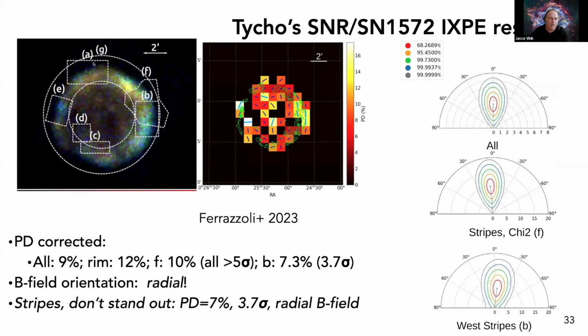So these are the regions that we investigated. We took the whole rim using this technique of using the spherical symmetry. We looked at the bright spot that we found in the smoothing map, and we looked at the Tycho stripes. The Tycho stripes are only a 3.7 sigma detection and a polarization degree of only 7.3%. For the whole rim, we found a 9% polarization degree. And in this region F here, we found a 10% polarization degree. So the stripes don't really stand out in the polarization map, which is maybe surprising.